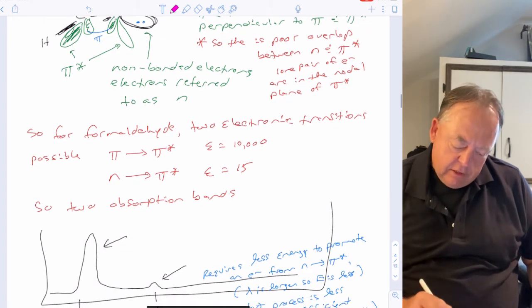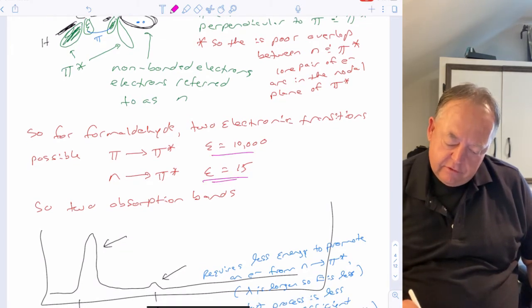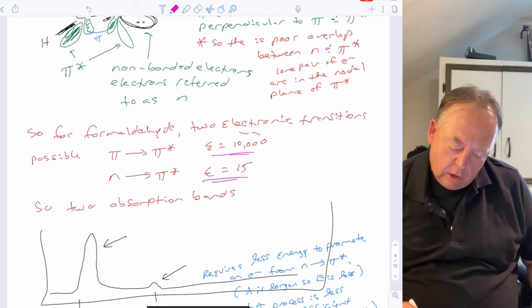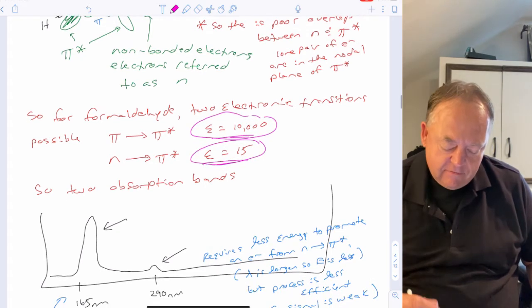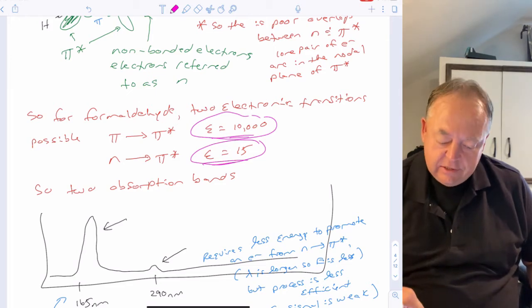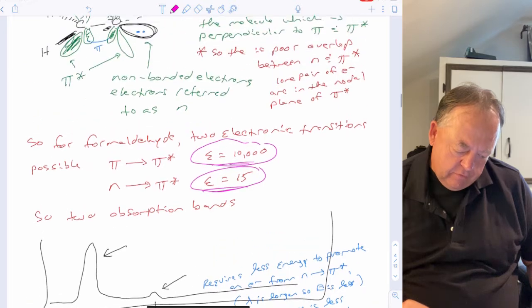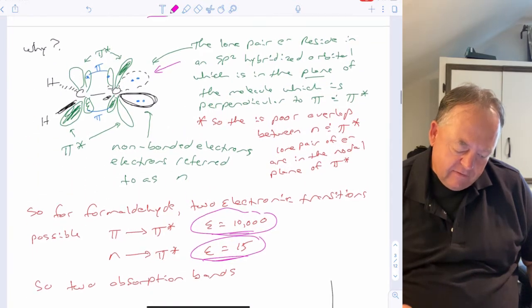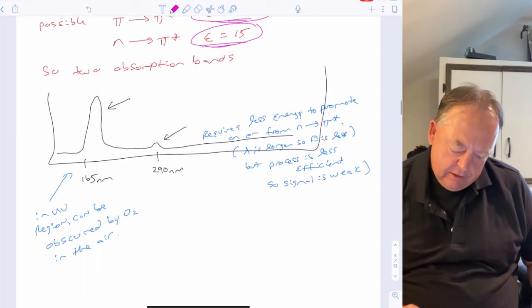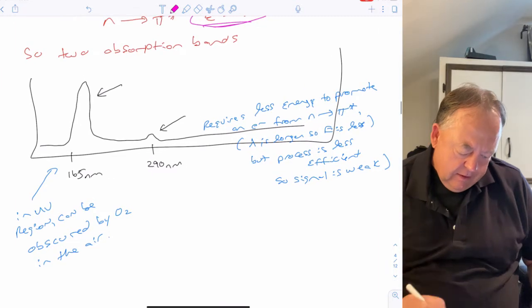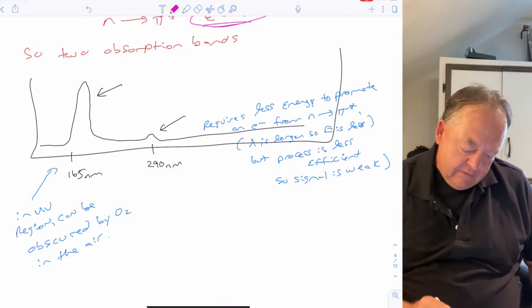Right, so you see this then in the molar extinction coefficient. So pi to pi star has a large molar extinction coefficient. N to pi star has a very low extinction coefficient. But if you took the UV Vis spectrum of formaldehyde, you see two peaks. Right, you see a peak at 165 nanometers.